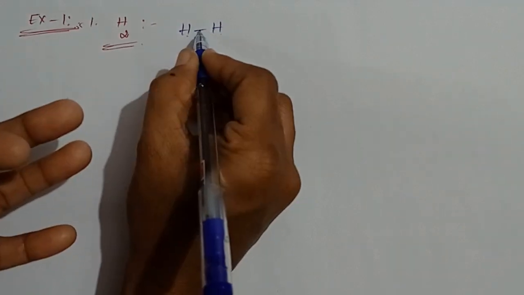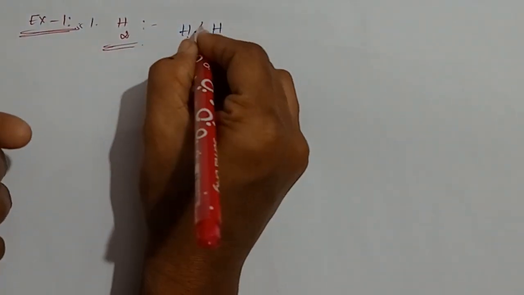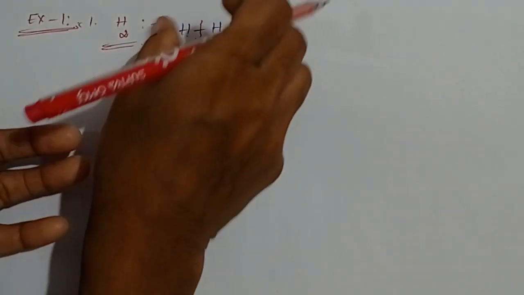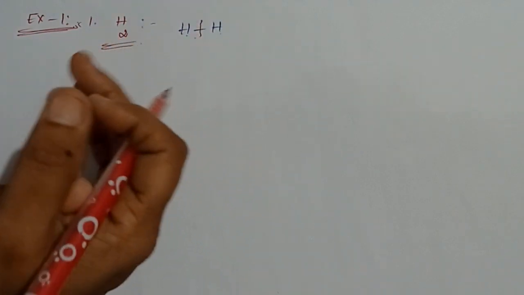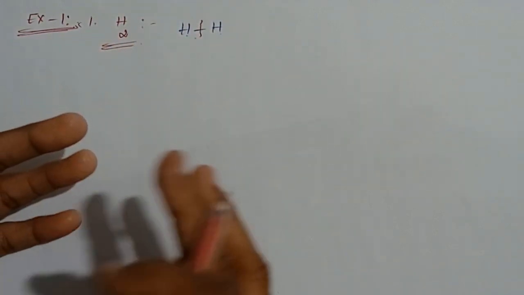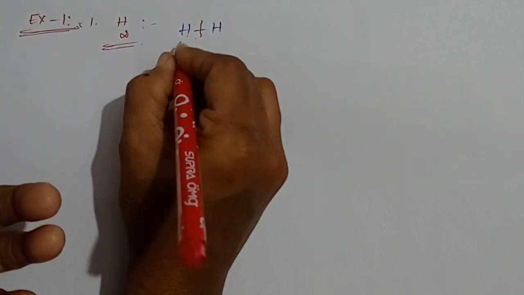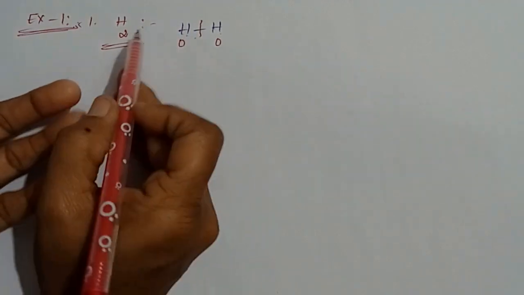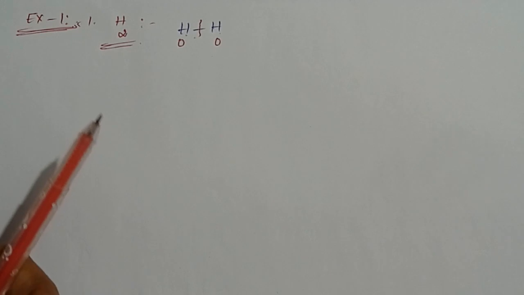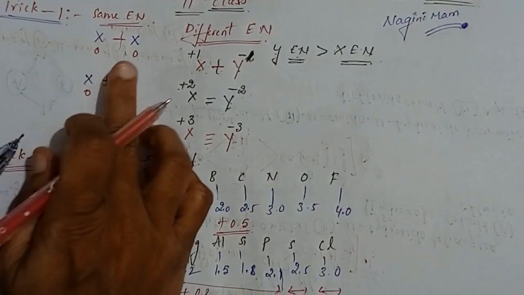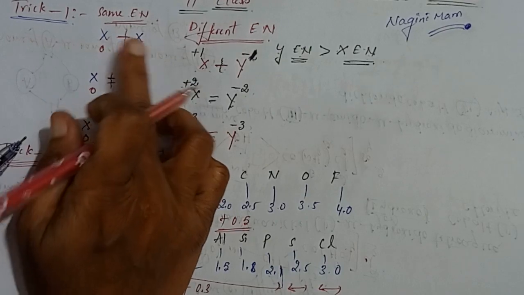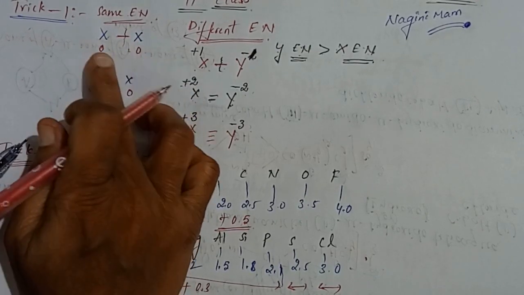So whenever the bond breaks, students, they won't get any oxidation numbers. Are you clear? Because they have the same electronegativity values. Whenever the bond breaks, they will get the oxidation number 0. So the oxidation number of hydrogen, how much, students? 0, and here also 0. Clear? Same electronegativity. Here trick number 1 I told, same electronegativity value, same elements, means oxidation number 0.